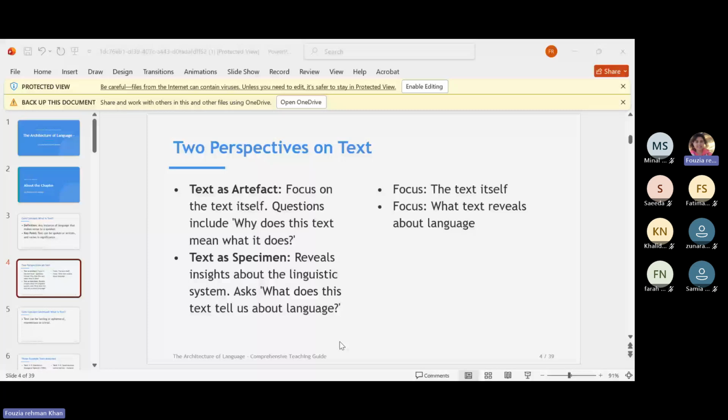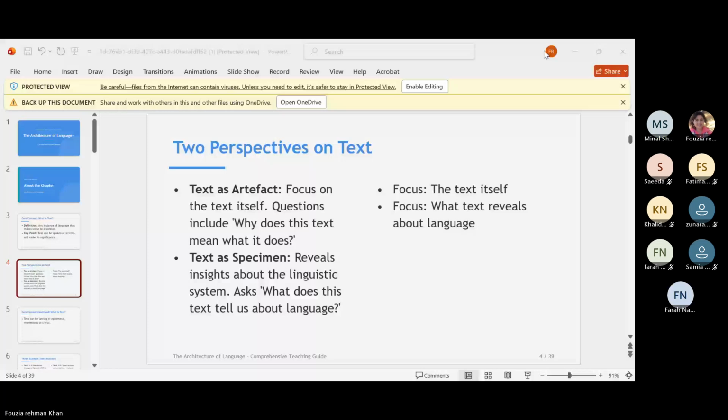So coming back to Halliday, he talks about two perspectives on text, or you can look at text in two ways. So what would be in artifact and specimen? What might be cohesion and what might be coherence? What's your guess? Ma'am, artifact is the cohesion, the grammatical link between the sentences. Exactly.